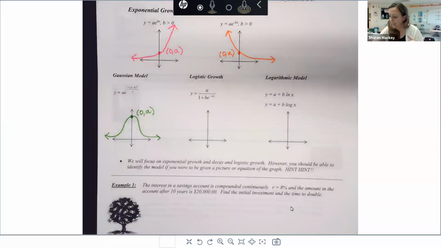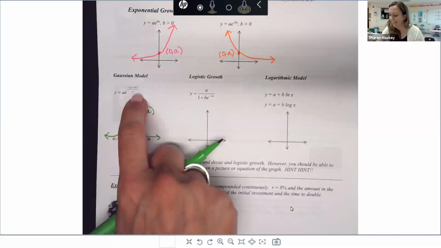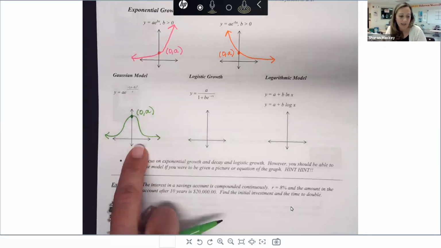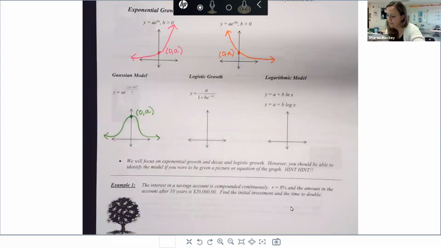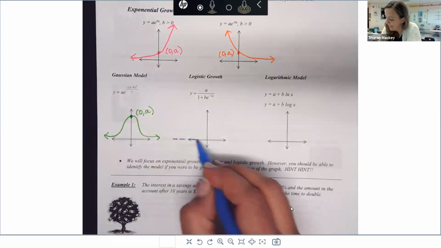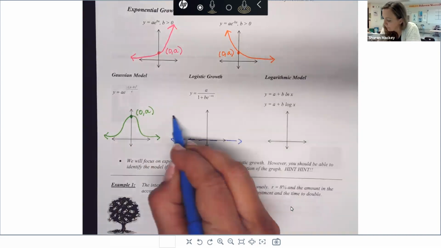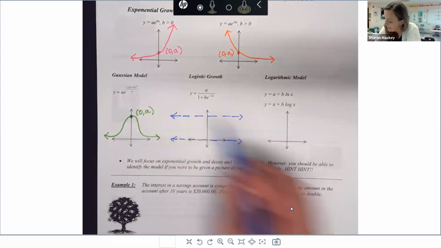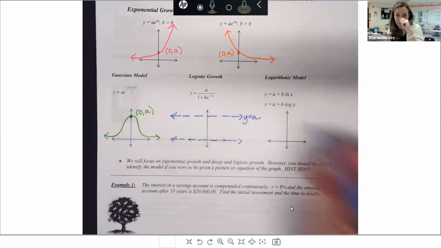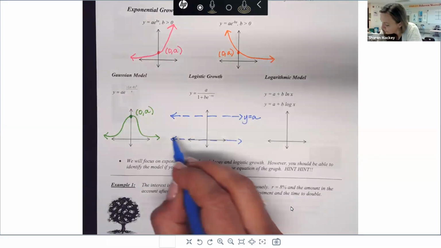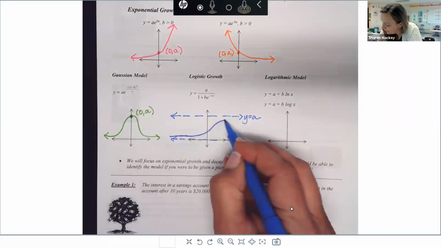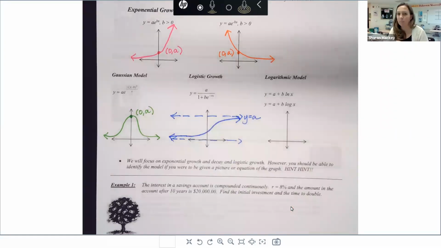But the Gaussian model has a times e to a bunch of stuff, essentially, and it looks like a bell curve. The logistic growth function is another one that is really popular. What happens is that in the logistic growth function, there's an asymptote, usually at y equals 0. And then there's another asymptote up here, and this asymptote is at y equals a. And what happens in the logistic growth function is that it kind of looks like that. It's almost like a cube root function, but cube root functions keep going. And here the logistic growth is bound by these values.